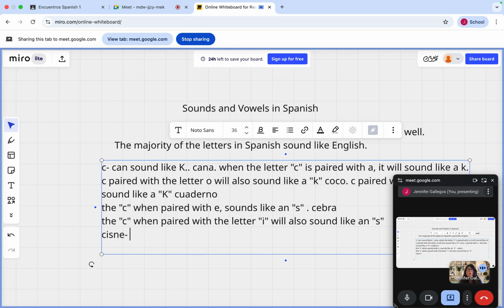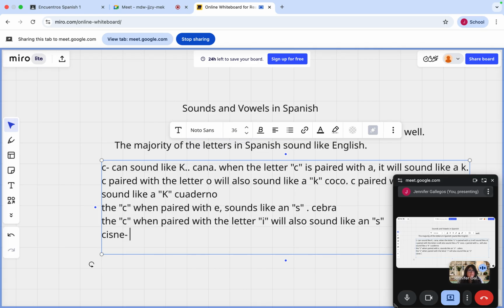All right, and then we also talked about CU should have a K sound. So cuaderno, cuaderno. Okay, now there's another little fact here, is that in Latin America, that would be all the countries in your hemisphere where you are, which would be Mexico, Guatemala, all of Central America, all the way down to South America with Chile, Colombia, all these countries. This is how the sounds are going to be. There is one exception, which would be in the country of Spain.